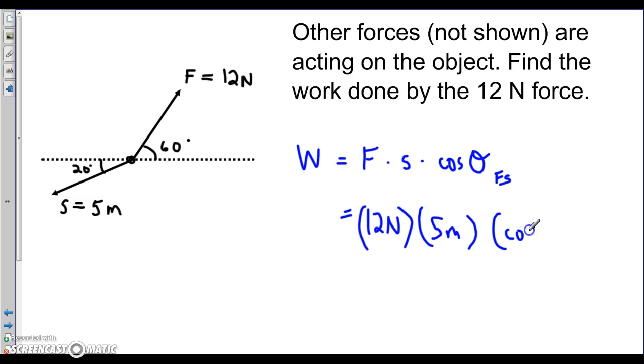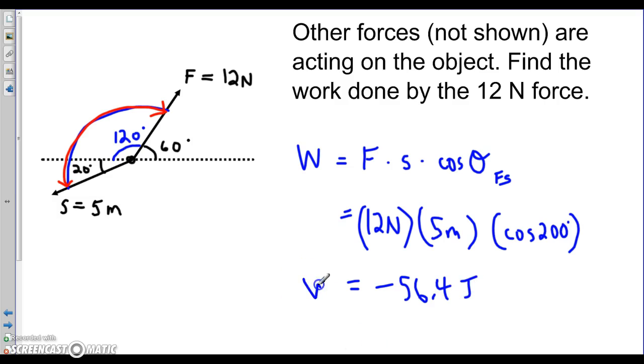And the cosine here, what's theta going to be? It's the angle from the force to the distance. So this whole amount that I just drew is 180 because it's a straight line. That means this must be 120. And the whole angle from the F arrow all the way to the S arrow, this whole angle is 60 plus 120 plus 20. And so what's that give us? 200 degrees. We plug this into the calculator, and what do we get? It's negative 56.4 joules. That's the work.